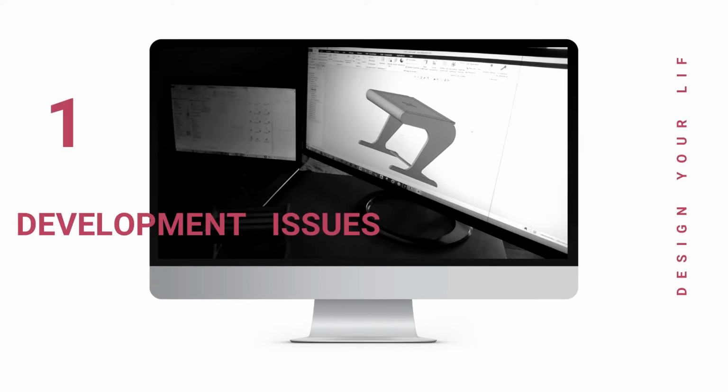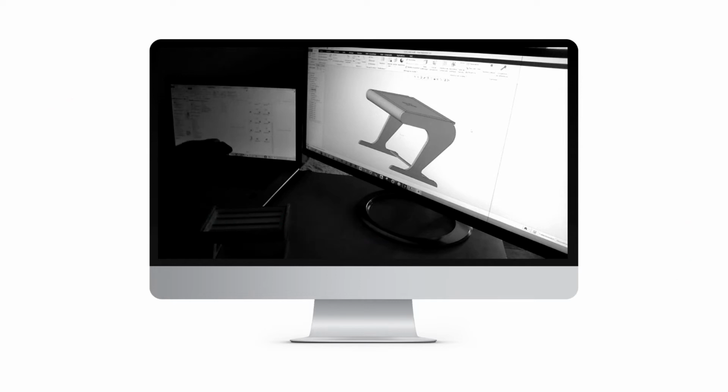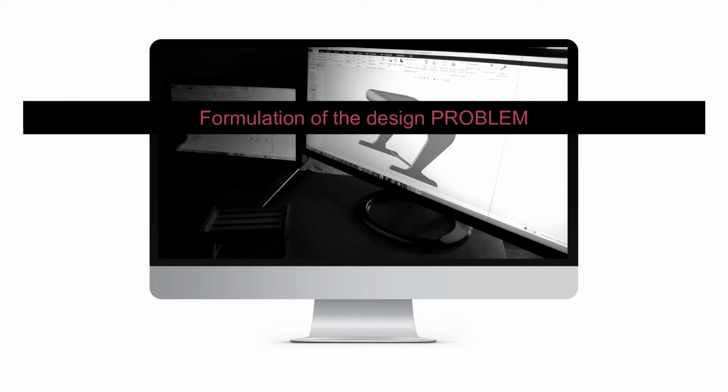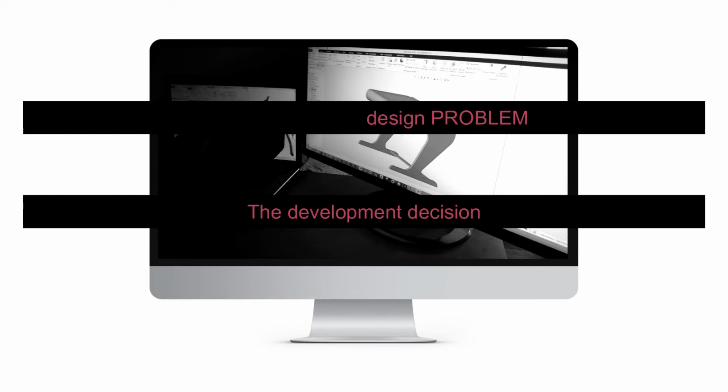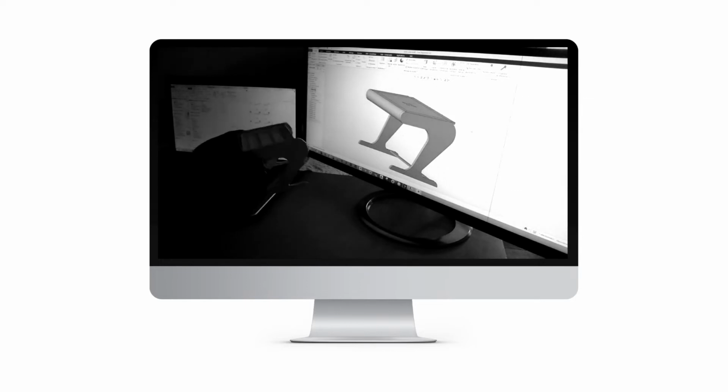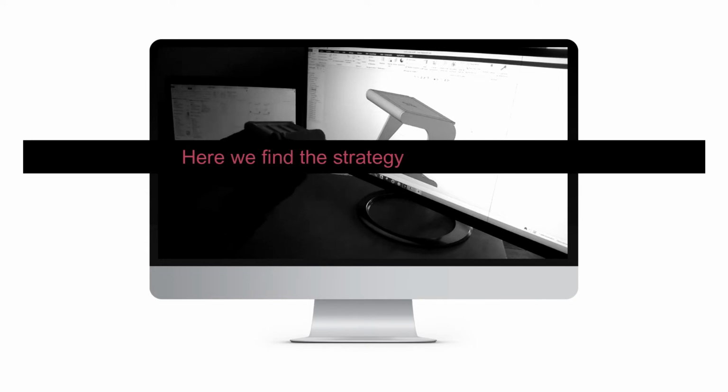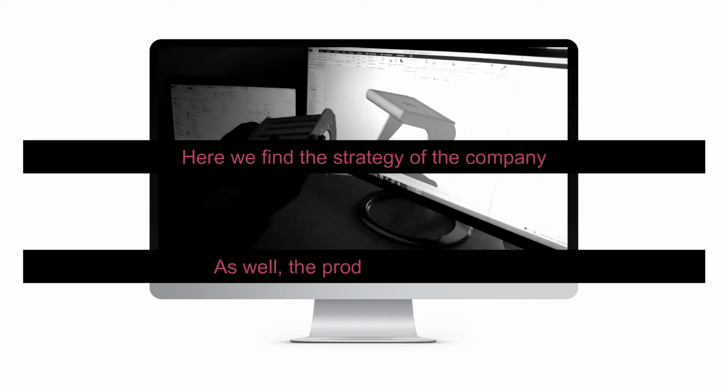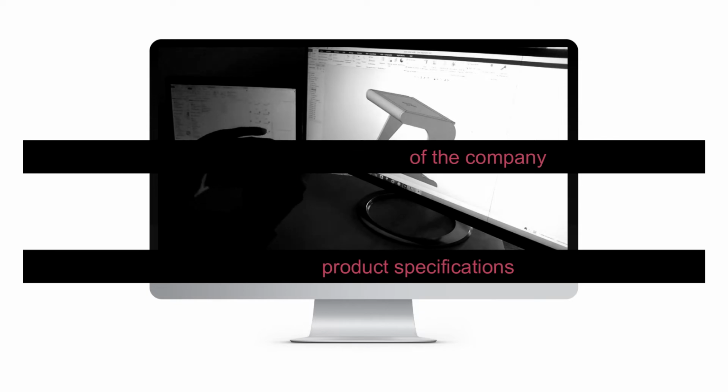Number 1. Development phases. This phase includes formulation of the design problem, the development decision. For these steps, it is important to define a design and product policy. Here we find the strategy of the company as well as the product's specifications.